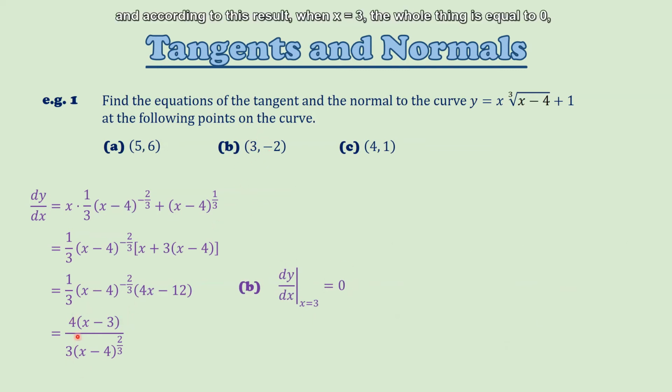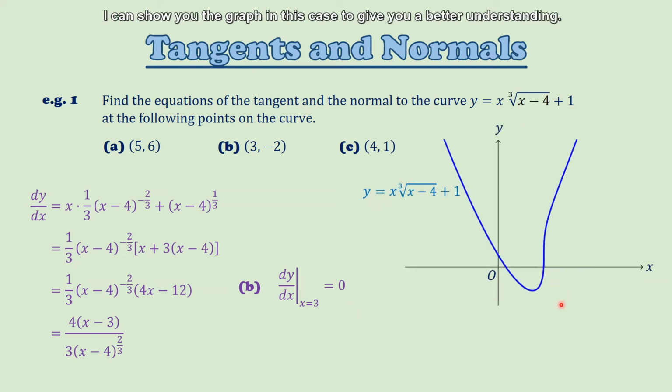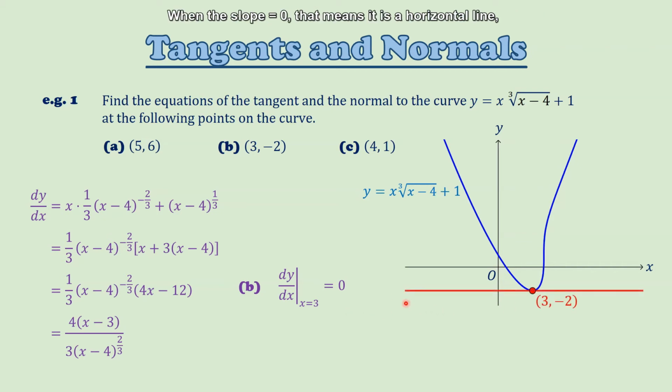And according to this result, when x is equal to 3, the whole thing is equal to 0. And that means the slope of the tangent should be equal to 0. I can show you the graph in this case to give you a better understanding. When the slope is equal to 0, that means it is a horizontal line. And then in this case, it is the tangent.